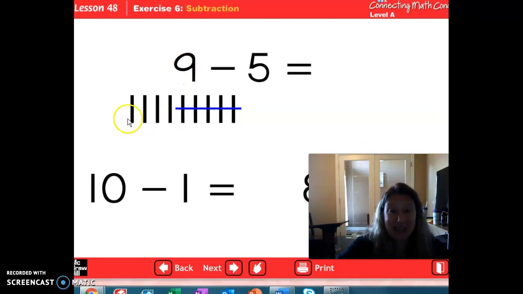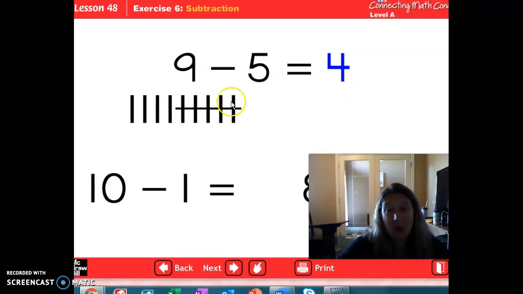So now I have 9 lines and I took away 5 lines. And the answer is the number that we end up with. So let's count how many lines here we end up with. Let's count. 1, 2, 3, 4. How many lines do we end up with? 4. So next to the equal sign, I'm going to write 4. And let's read the whole problem together. Ready? 9 take away 5 equals 4.